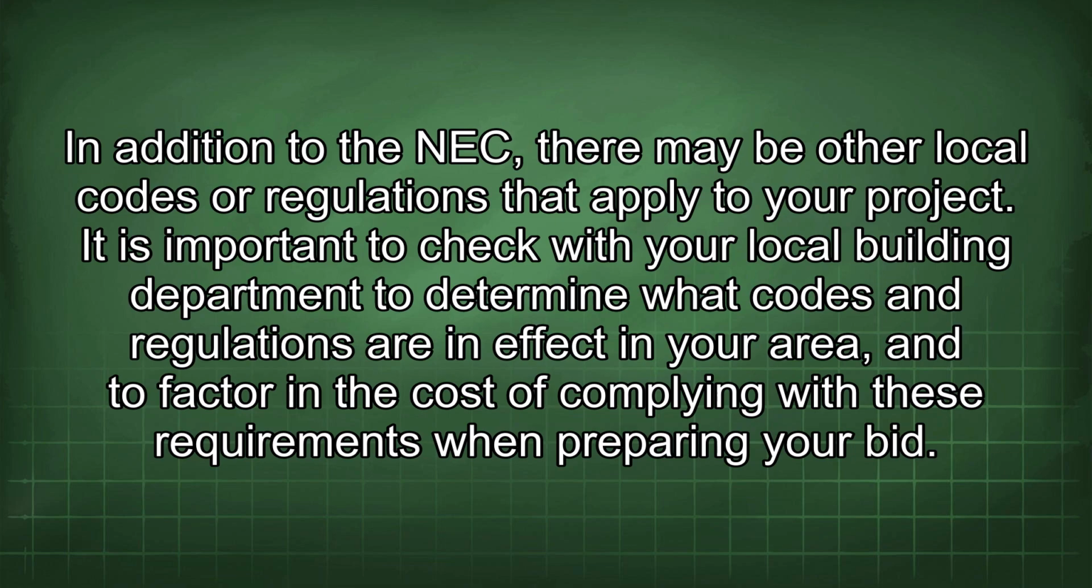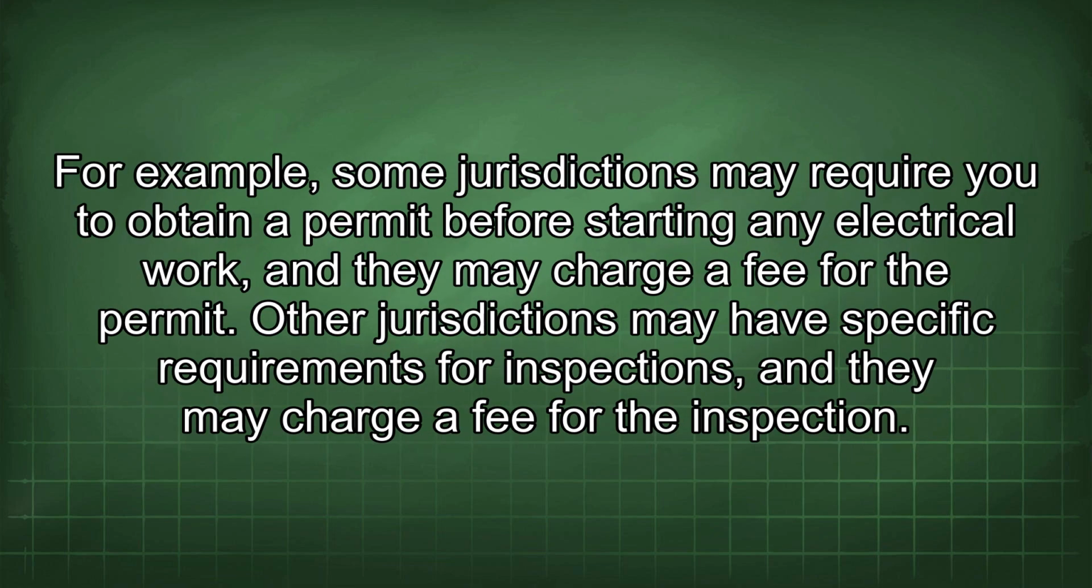In addition to the NEC, there may be other local codes or regulations that apply to your project. It is important to check with your local building department to determine what codes and regulations are in effect in your area, and to factor in the cost of complying with these requirements when preparing your bid. For example, some jurisdictions may require you to obtain a permit before starting any electrical work, and they may charge a fee for the permit. Other jurisdictions may have specific requirements for inspections, and they may charge a fee for the inspection.